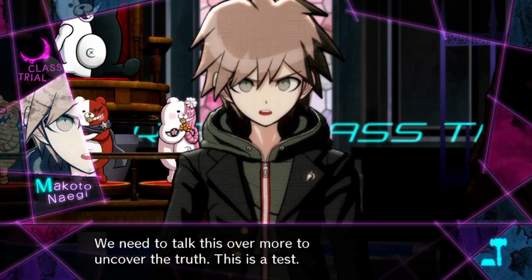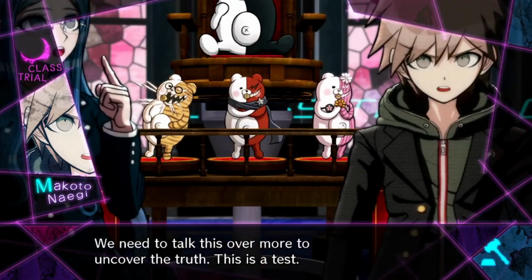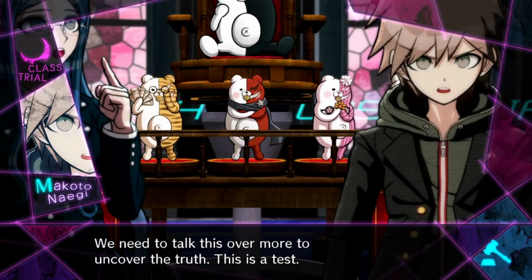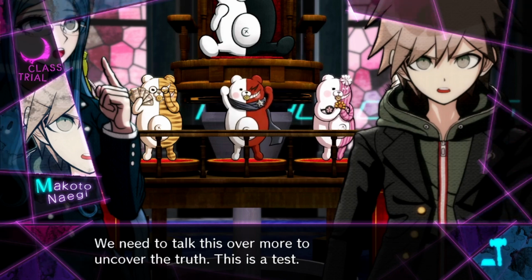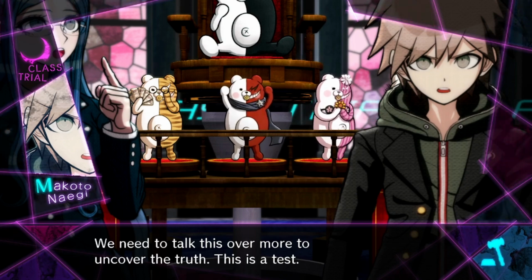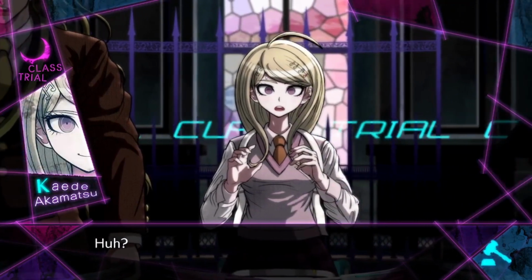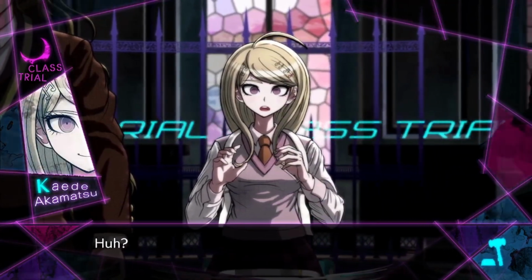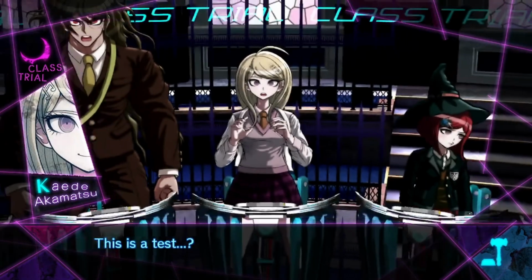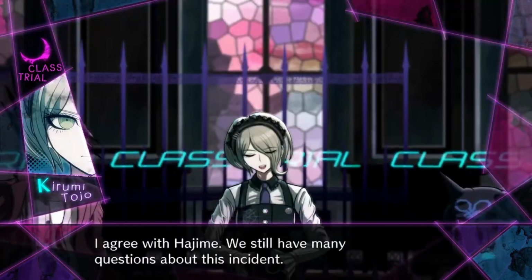This is a test. The bears are dancing. Oh, they're not doing it now. Thank you, Monosuke. What's that guy's name? The red one? I forgot. I just remember Monosuke and Monokid and Monodam. I don't remember the red or the pink one.